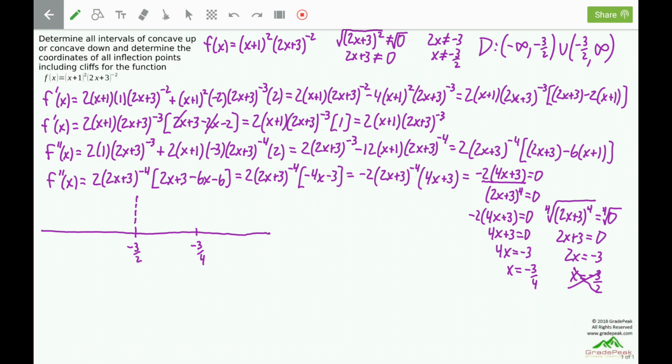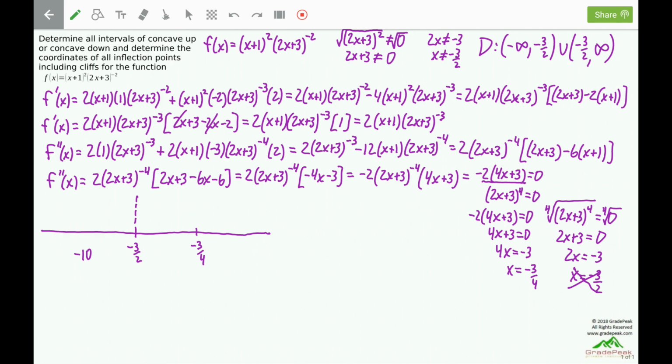The domain interval was broken up into 2 parts. Putting the candidate number in here, we now have the interval split into 3 parts, 3 separate intervals. We can pick a test value in each of the intervals. The first interval, negative infinity to negative 3/2, we can pick negative 10. The next interval, negative 3/2 to negative 3/4.